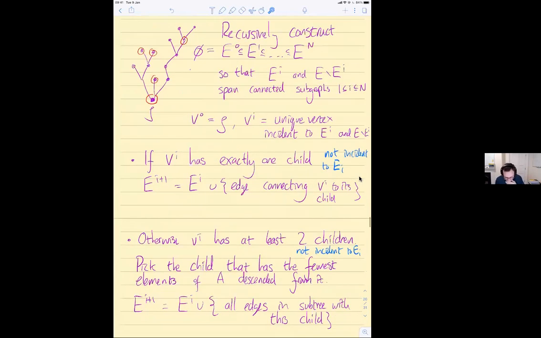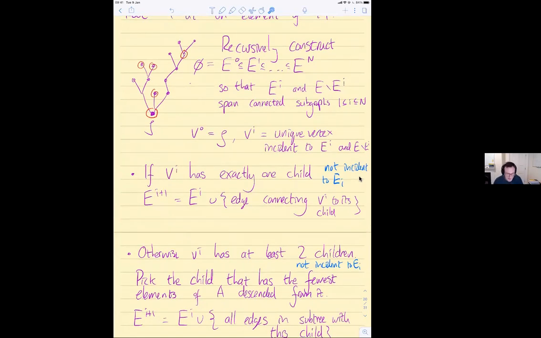Okay. And so here's how we do this. So we have this vertex v_i, which is the unique vertex that's the boundary between E_i and its complement. Okay. Now there are two settings. Either v_i has exactly one child, sorry, one child not included in the edges we've already taken in E_i. And in that case, what we do is we just add the edge to that child into our set E_{i+1}, and then that child is going to become our new boundary vertex.